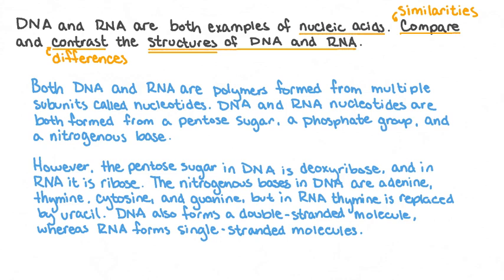Both DNA and RNA are polymers formed from multiple subunits called nucleotides. DNA and RNA nucleotides are both formed from a pentose sugar, a phosphate group, and a nitrogenous base. However, the pentose sugar in DNA is deoxyribose, and in RNA it is ribose. The nitrogenous bases in DNA are adenine, thymine, cytosine, and guanine, but in RNA, thymine is replaced by uracil. DNA also forms a double-stranded molecule, whereas RNA forms single-stranded molecules.